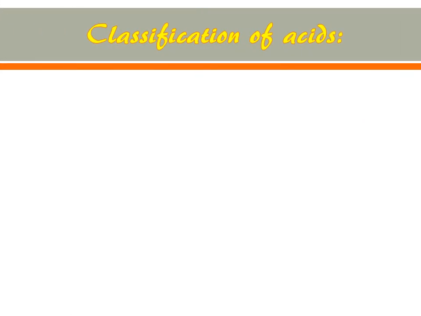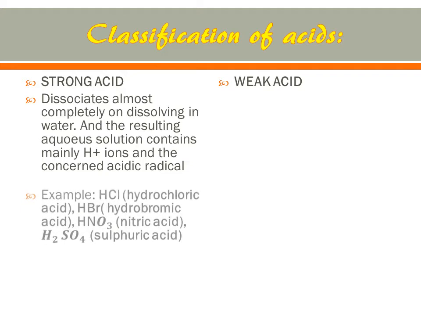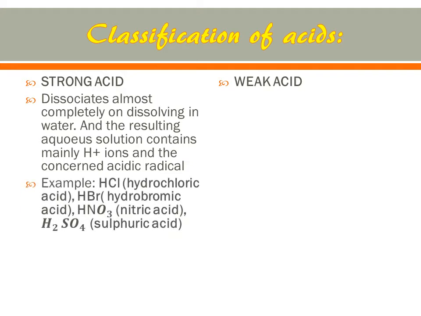Now we will discuss the classification of acids. Acids are classified into strong acid and weak acid. Strong acid dissociates almost completely on dissolving in water, and the resulting aqueous solution contains mainly H plus ions and the concerned acidic radical. Example: hydrochloric acid, hydrobromic acid, nitric acid, sulfuric acid.